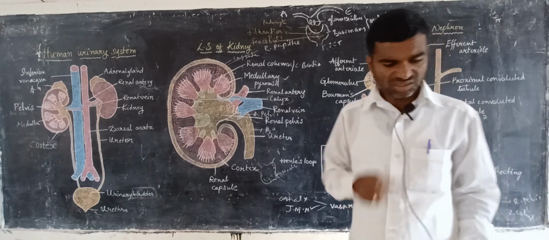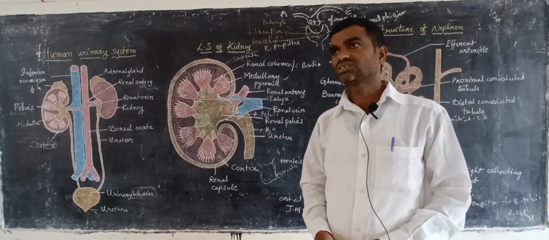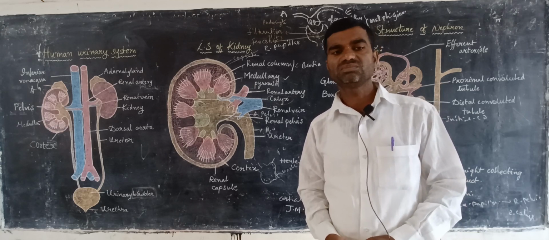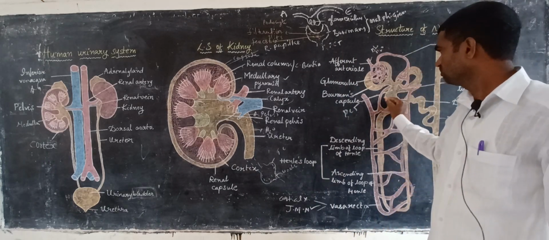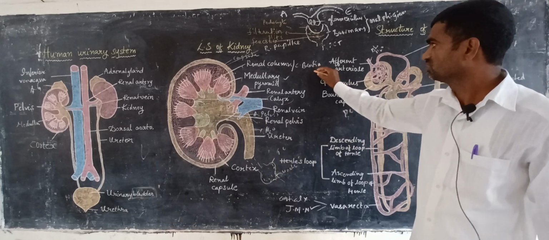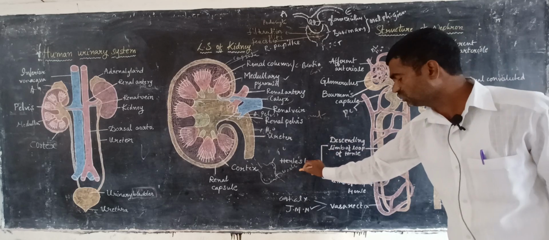Okay, see here. The Malpighian corpuscles contain the PCT and DCT parts. PCT means proximal convoluted tubule. See here, the PCT region. This region is called the cortex region. It is the outer medullary region. It is the inner medullary region.